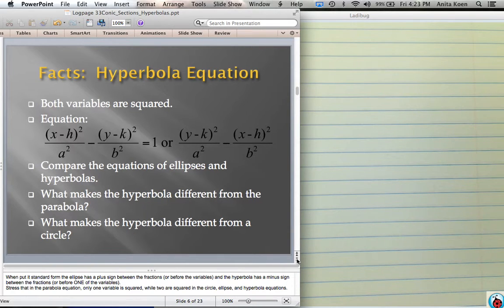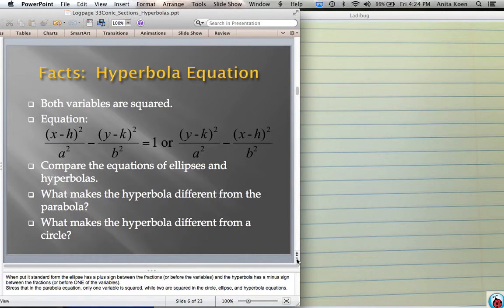All right, facts about the hyperbola. Both variables are squared in the hyperbola. The equation is (x minus h) squared divided by a squared, minus (y minus k) squared divided by b squared, equals 1. Or it can be turned around: (y minus k) squared divided by a squared, minus (x minus h) squared divided by b squared.